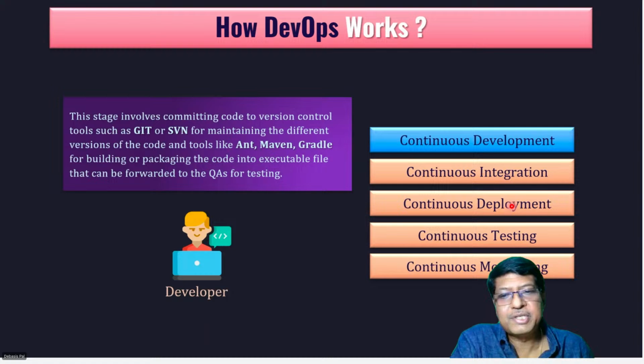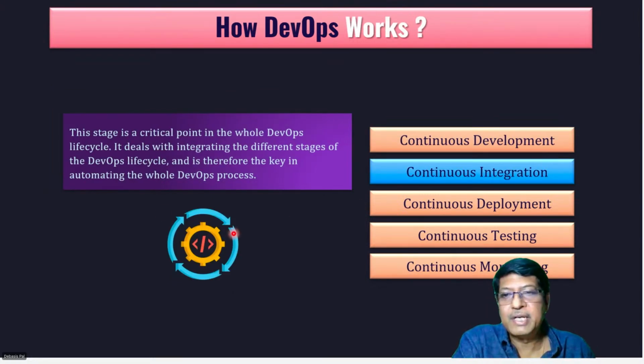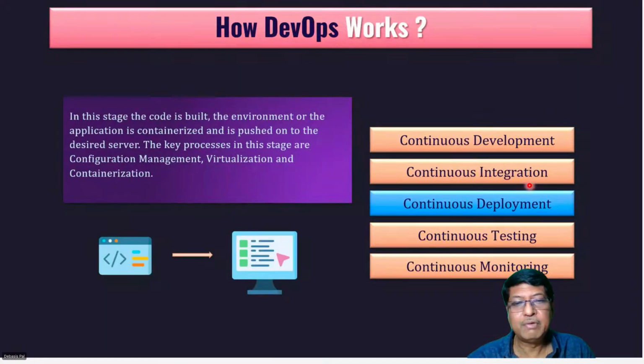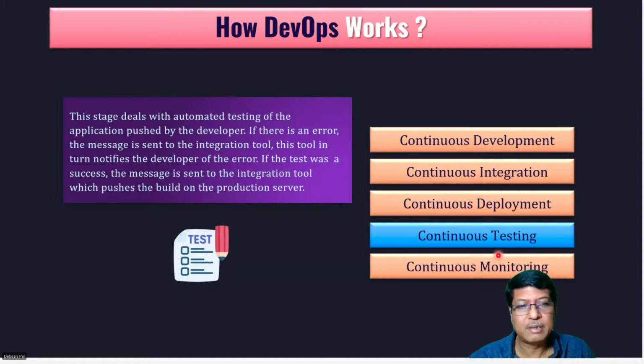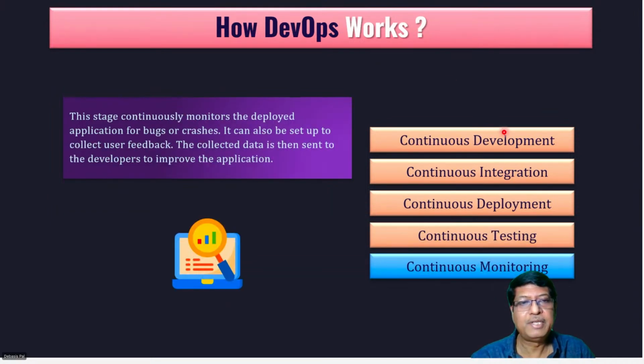So there is continuous development. There is continuous integration. You see what the developer has put into the DevOps, that GitHub will be continuously integrated into the pipeline, and then it will be continuously deployed, then it will be continuously tested, and there is continuous monitoring. So see, everything is continuous.